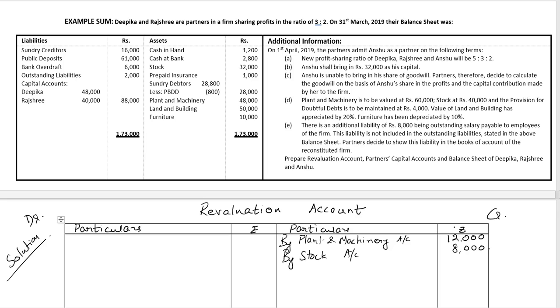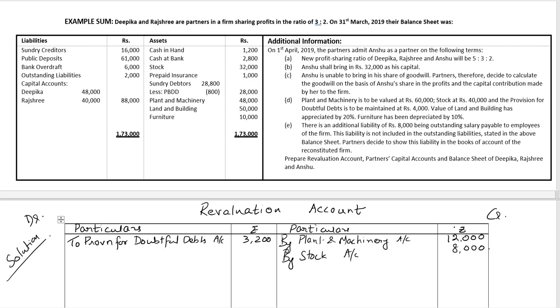The provision for doubtful debts is to be maintained at rupees 4,000. The provision is currently 800 rupees. We need to increase by 3,200 rupees. To provision for doubtful debts, 3,200 rupees.